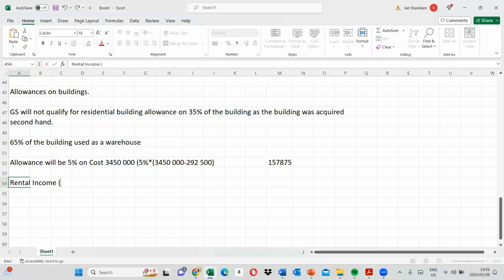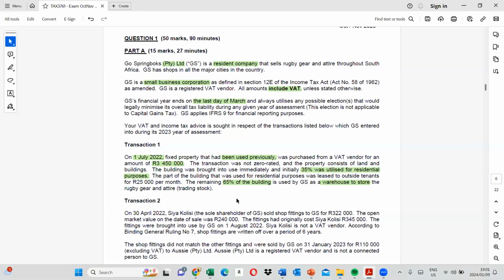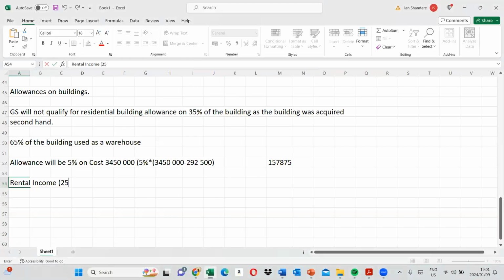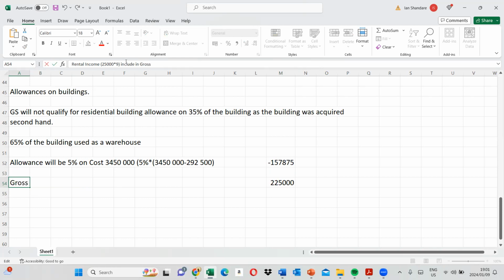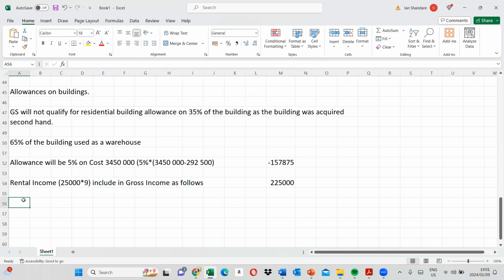All right. So the rental income now is going to be 25,000 times 9. In this case, that's what we have. All right. This will be negative, the other one will be positive. So rental income, so you write including gross income. All right. Including gross income, right? So that's what we have in regards to your part of the building. All right. Cool, guys.